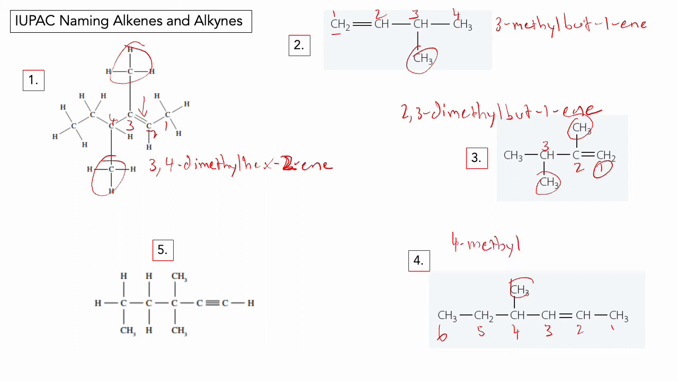And what did we say it was? Hex, didn't we? Hex. Double bond begins at the second carbon, so hex-2-ene. All right, last one here. Okay, we've got an alkyne. We've got a triple bond.